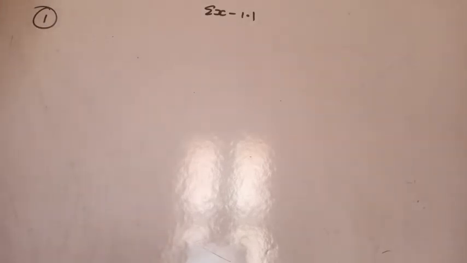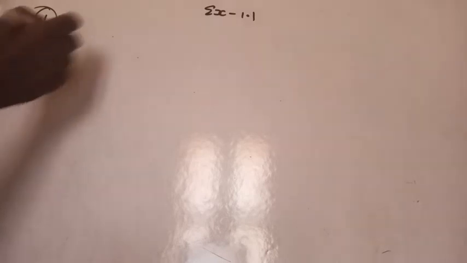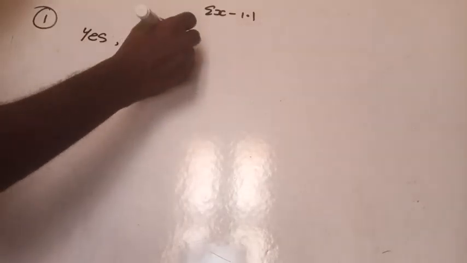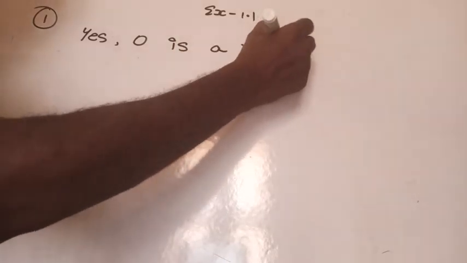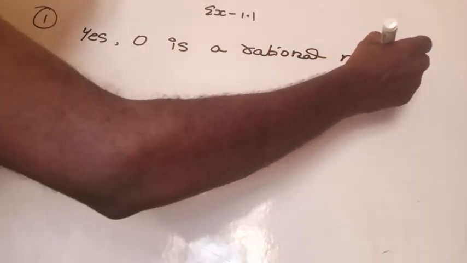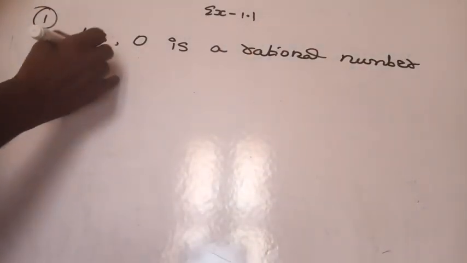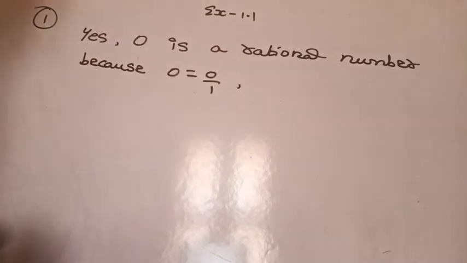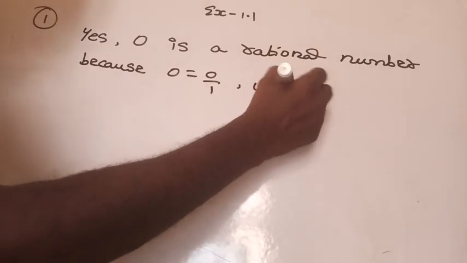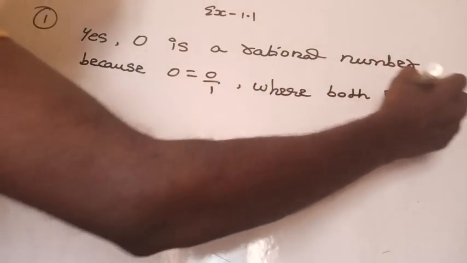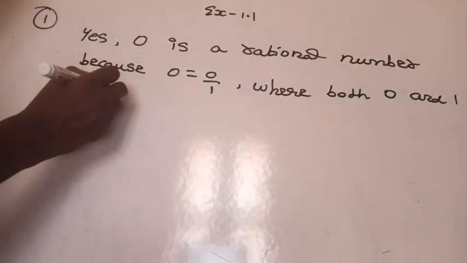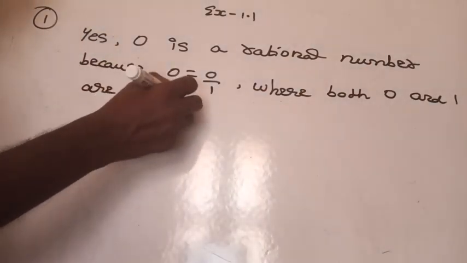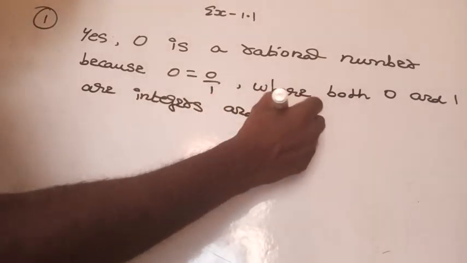Is 0 a rational number? Can you write it in the form p by q, where p and q are integers and q is not equal to 0? Yes, 0 is a rational number, because we can write 0 as 0 by 1, where both 0 and 1 are integers, and it is in the form p by q.